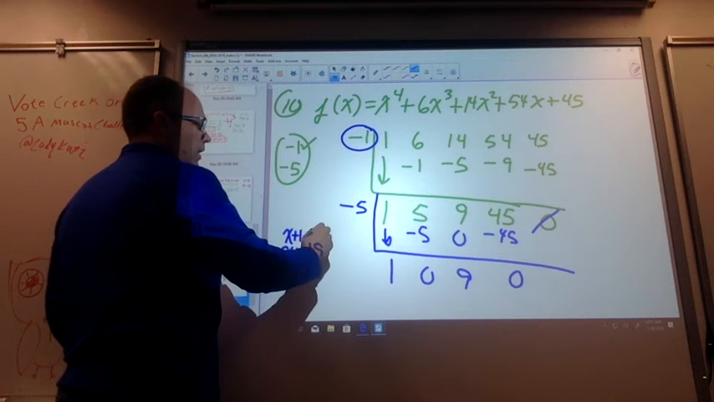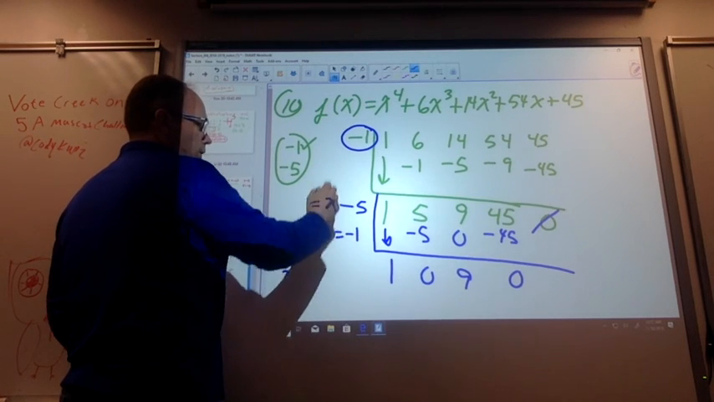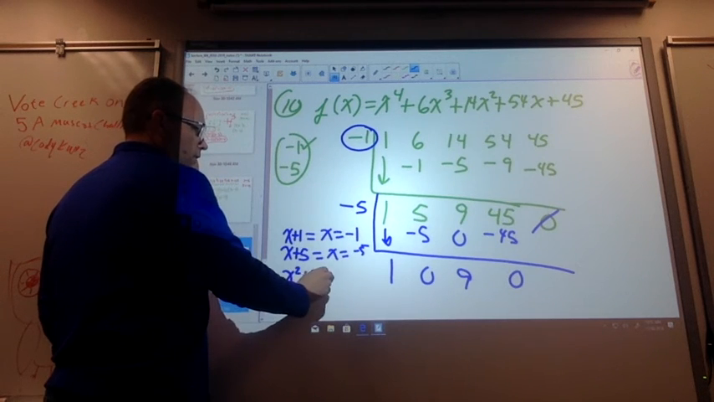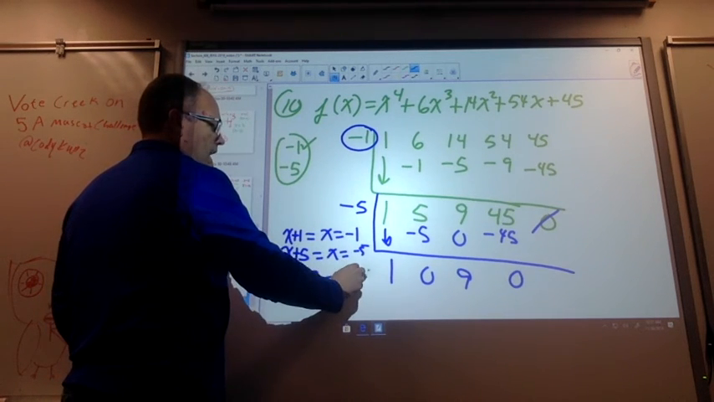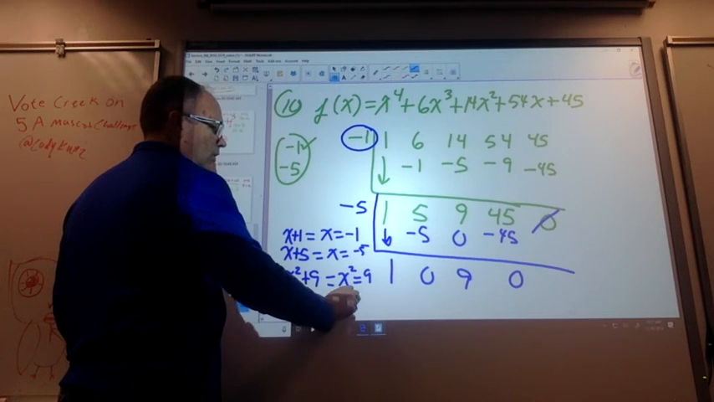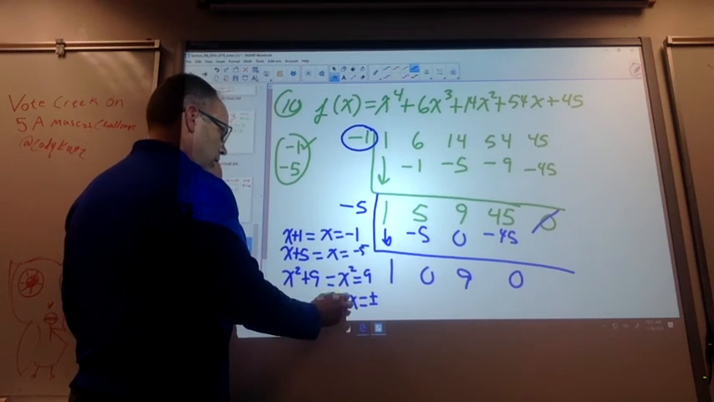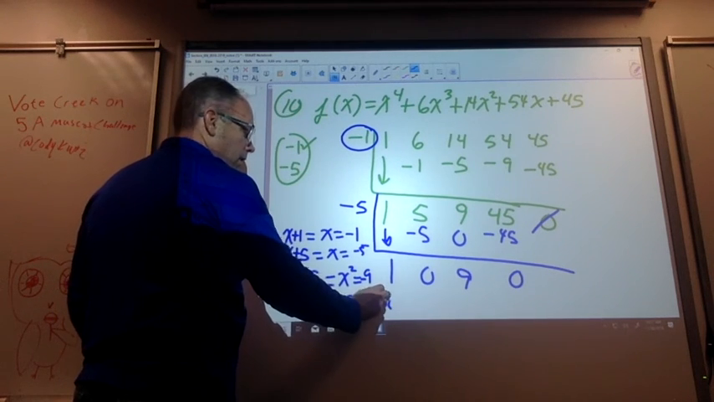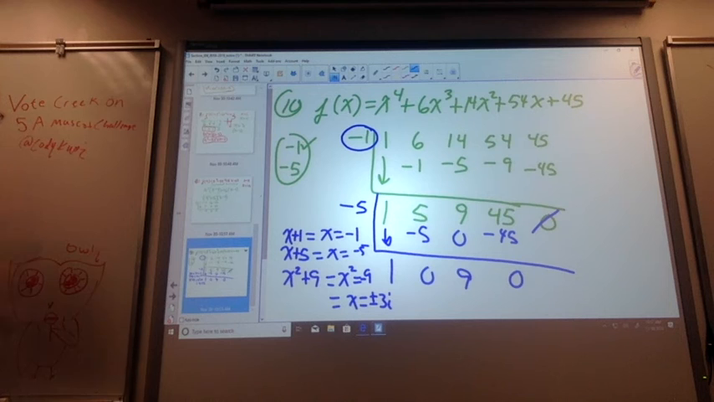So my 0 here is x equals negative 1, which we knew. This is x equals negative 5, which we knew. And this is x squared equals negative 9, so taking the square root of both sides, x is equal to plus or minus 3i. How do you get 3? Because if I go x squared plus 9, and subtract 9, I get x squared equals negative 9. Take the square root of both sides. So it's just like that for all the problems?